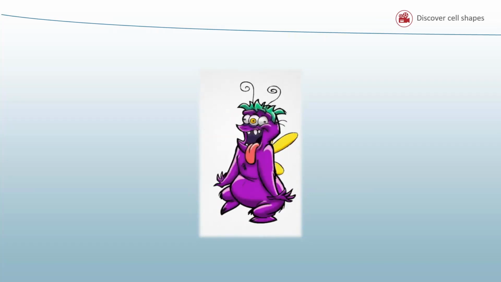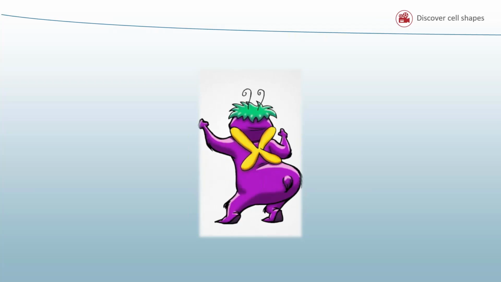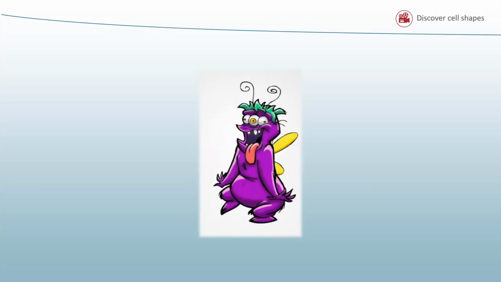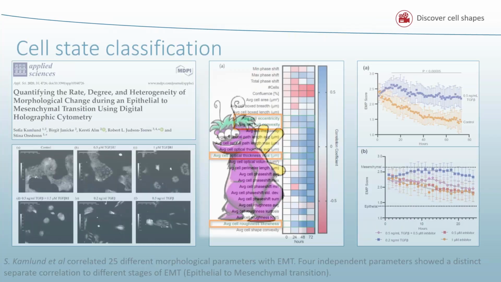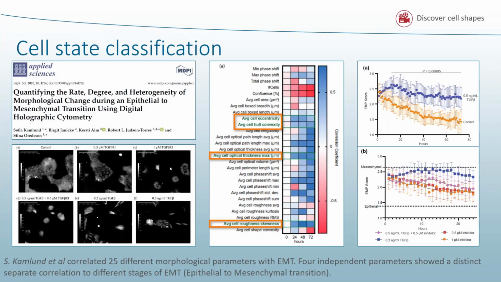Okay. Very happy. I hope you managed to get a short break before I start talking about cell state classification. Dr. Kamlund and colleagues, including me, as you can see in the author names, have been quantifying EMT, epithelial to mesenchymal transition, using NMuMG cells, mouse mammary gland cells, because they are well known to be induced to transition from epithelial to mesenchymal when you add TGF-beta to the cultures.